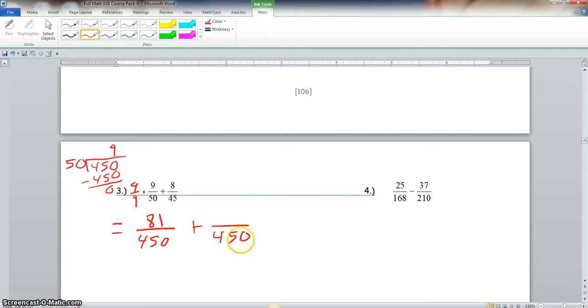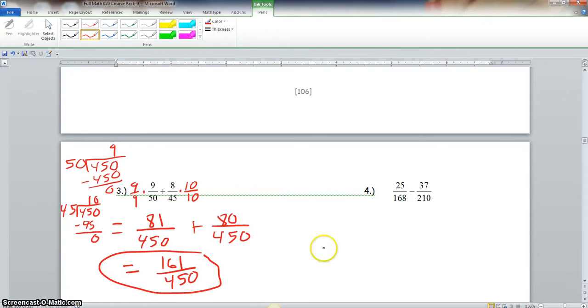Now we go here. We would take 450 divided by 45, the new denominator divided by the old denominator. So we would take 45 into 450. 45 goes into 45 once. We have 0 left over, so we know that that's 10. So that means we will multiply this numerator and denominator by 10. 8 times 10 is 80. Now we add them together. 81 plus 80 is 161 all over 450. And that is the final answer here.